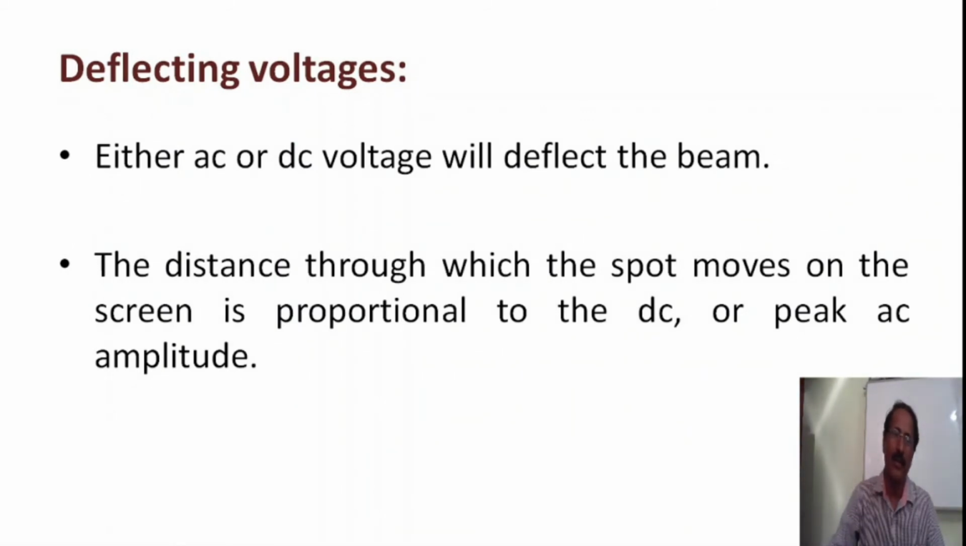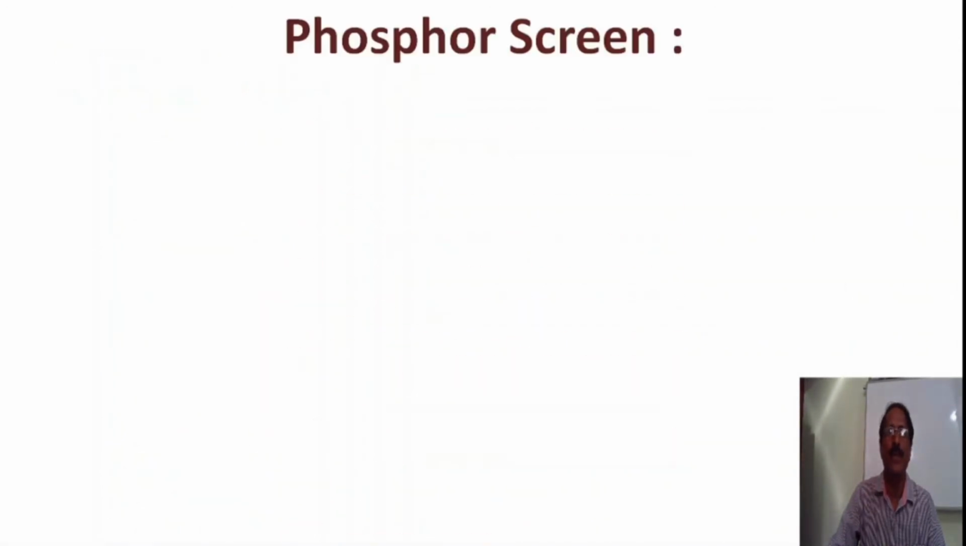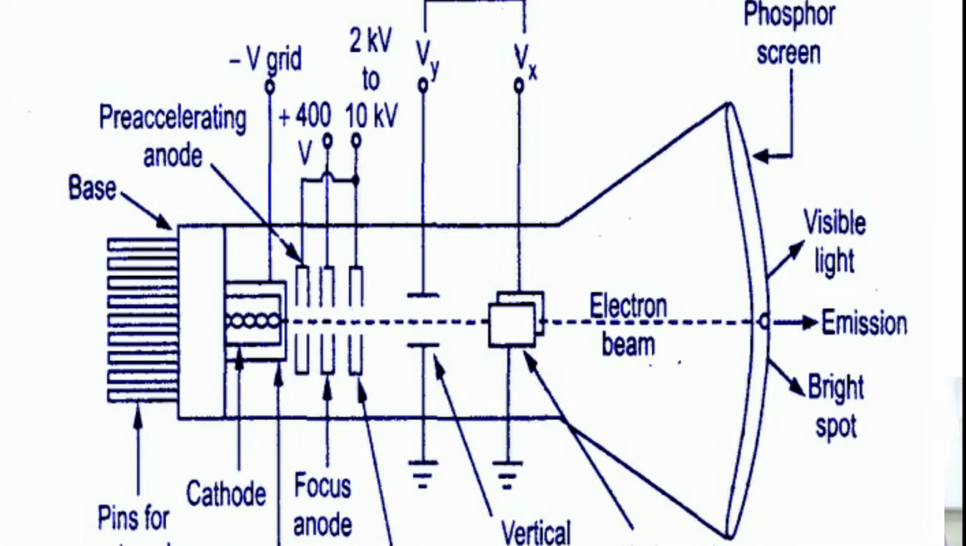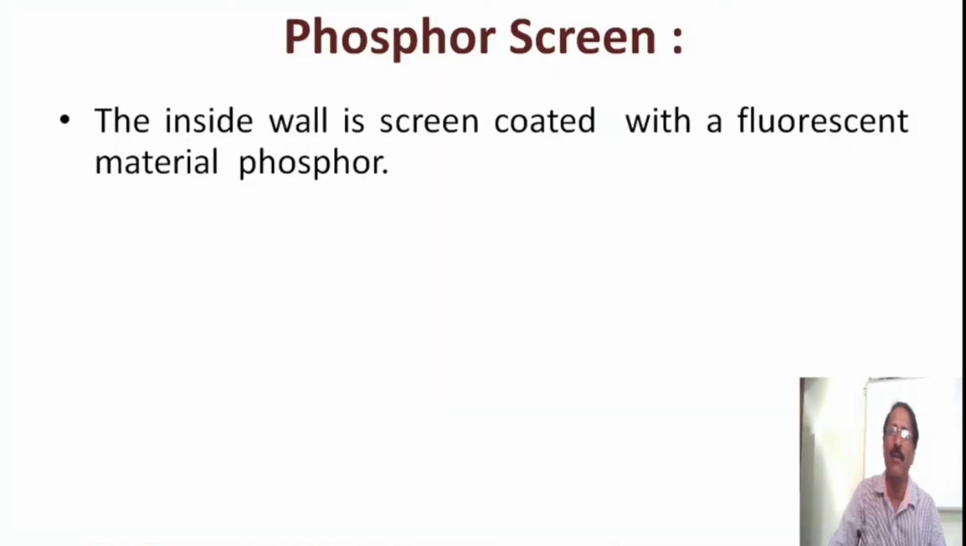Now we can see one more important part of the cathode ray tube, that is the phosphor screen. The inside wall of the screen is coated with a fluorescent material, phosphor. This material fluoresces when high velocity electrons strike it, converting the energy of electrons into visible light and giving the persistence of the rays.